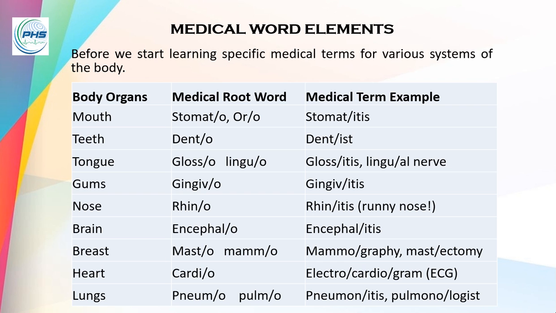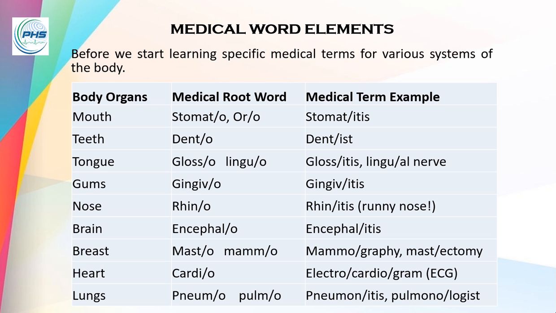Body organ heart. The medical root word is cardi. Word example is electrocardiogram. Suffix gram is to record in the form of a picture. And electrocardiogram is a recording of the electrical activity of the heart, usually abbreviated as ECG and EKG.